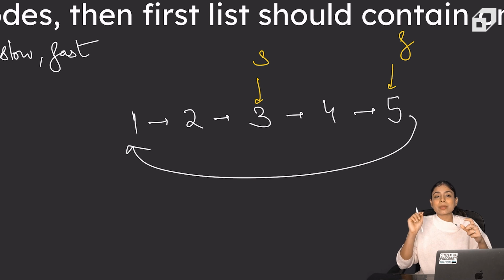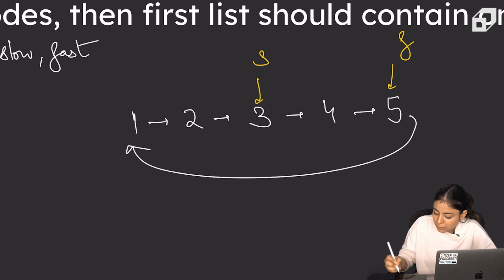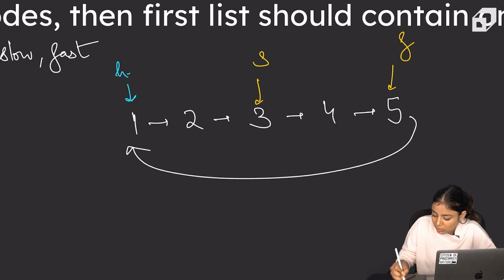So from here, I need to divide my list. Now I need to divide my list into 2 circular linked lists. To divide it into 2 circular linked lists, let's create the heads of those 2 circular linked lists. So the head of the first circular linked list would be at the original head.